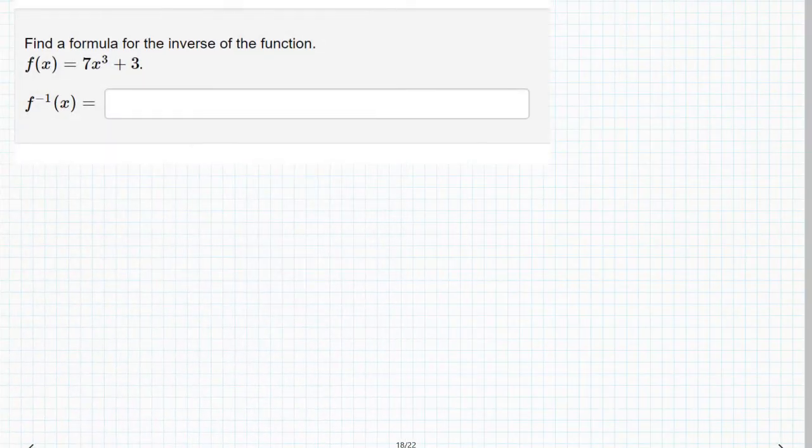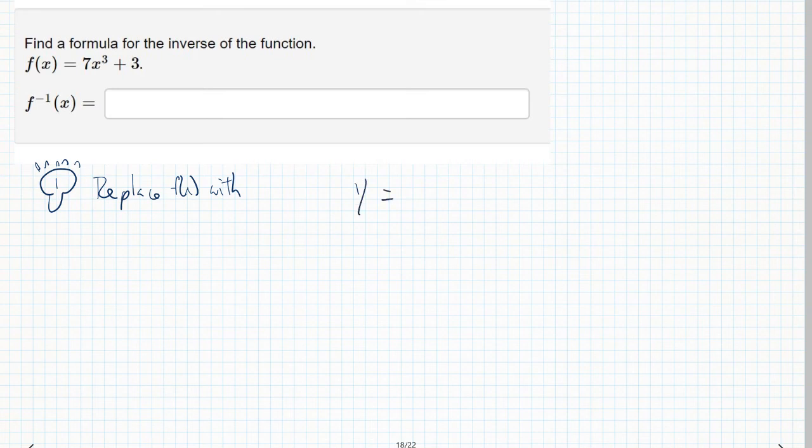Moving forward, we talked about one-to-one functions. Once you have one-to-one functions, you can start talking about inverses. The first step to finding an inverse: step one is replace f of x with y. We'll do that here. Y equals 7x cubed plus 3. Step 2.